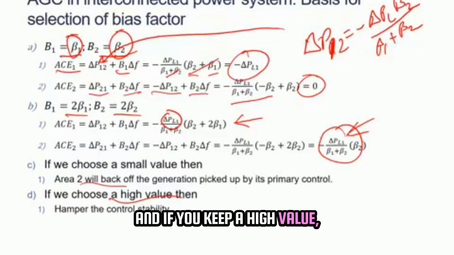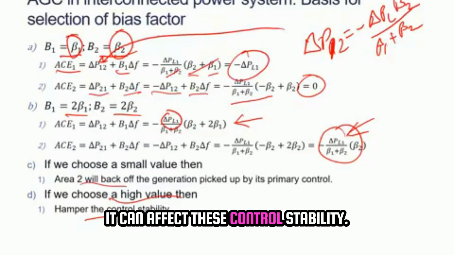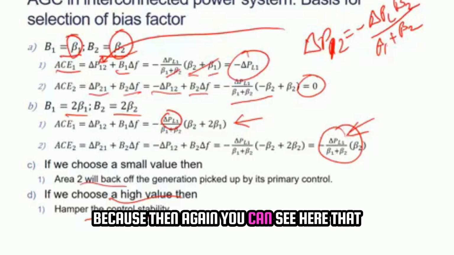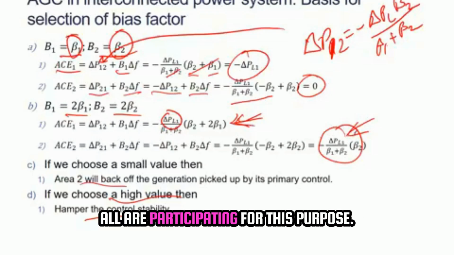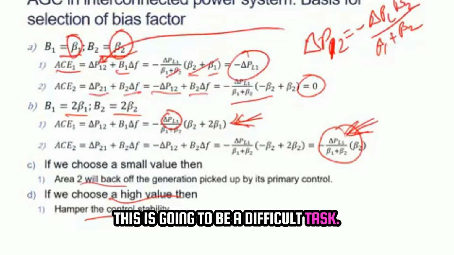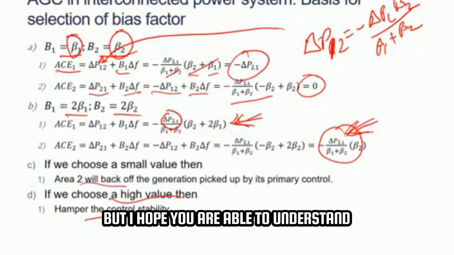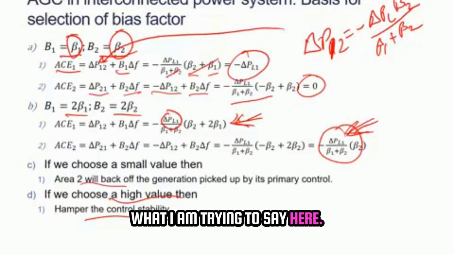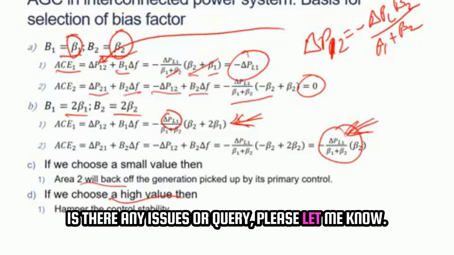And if you keep a high value, it can affect the control stability, because then you can see here that all are participating for this purpose. This is going to be a difficult task. So I'm not going into detail here, but I hope you are able to understand what I'm trying to say here. Are there any issues or queries? Please let me know.